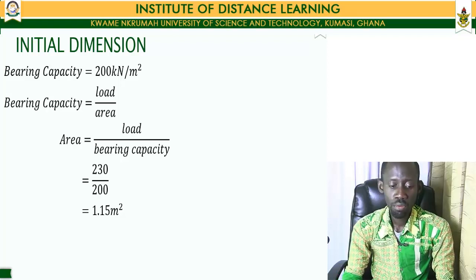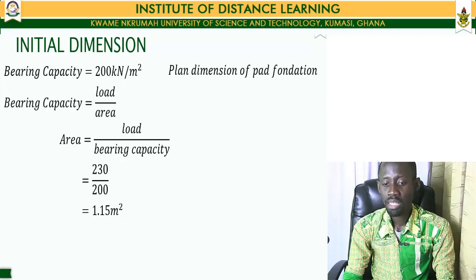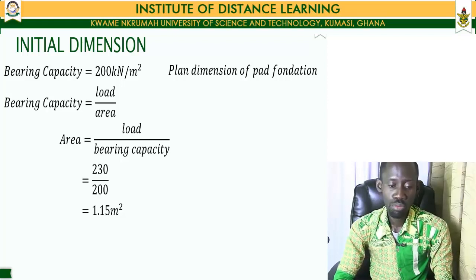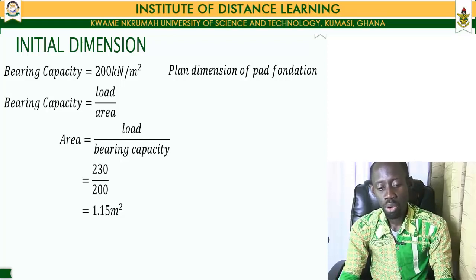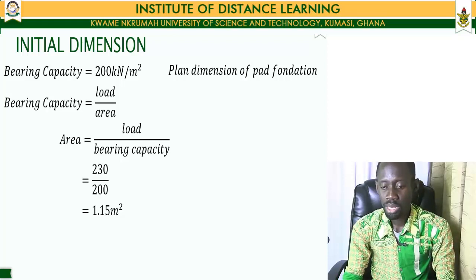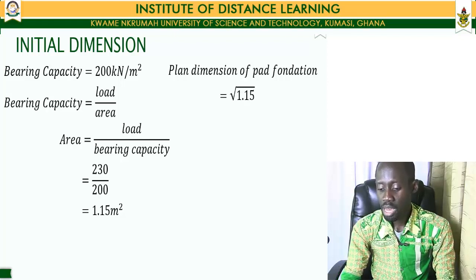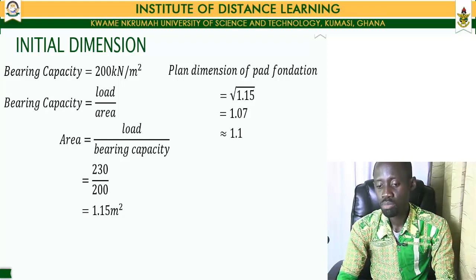Now, if we have an area of 1.5 millimeters squared, then what would be the planned dimension of our pad foundation? Assuming that we are making use of a square pad foundation, then we would have to pick the 1.5 millimeters squared and calculate the square root of the 1.5. That would give us the dimensions of our pad foundation. Now, finding the square root of 1.15 gives us a value of 1.07, which can be approximated to 1.10.